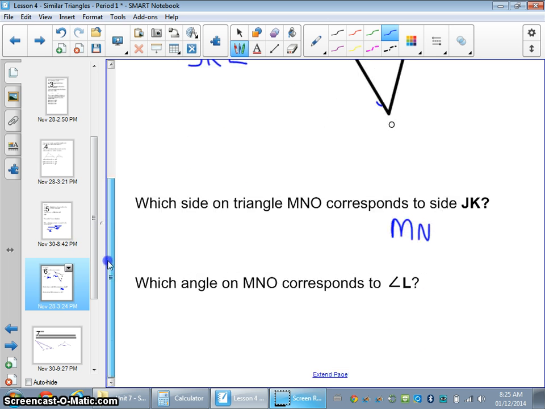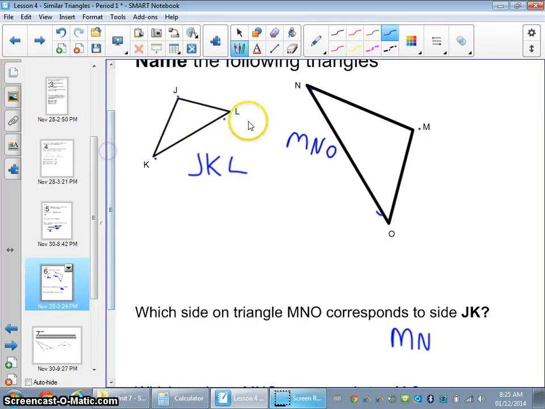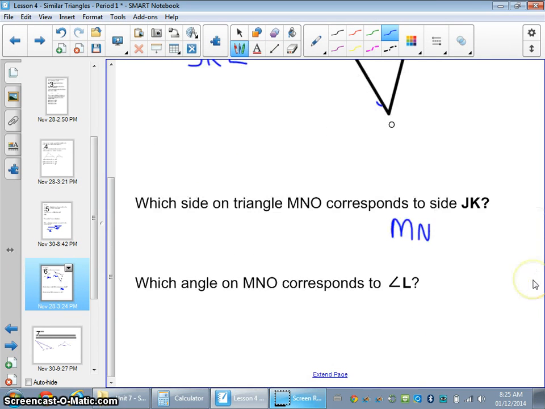One more question here says, which angle on MNO corresponds to angle L? Well, angle L is right here. It's between the longest and the shortest side, so longest, shortest would be this one here, which is angle O. So I'll write angle O right there.